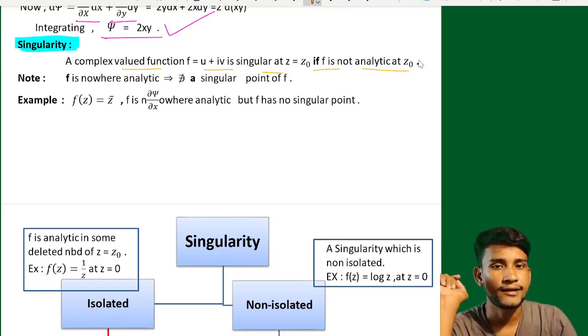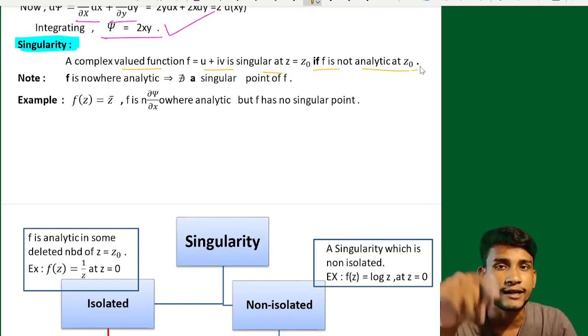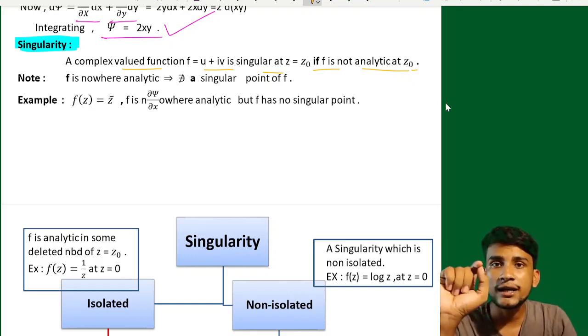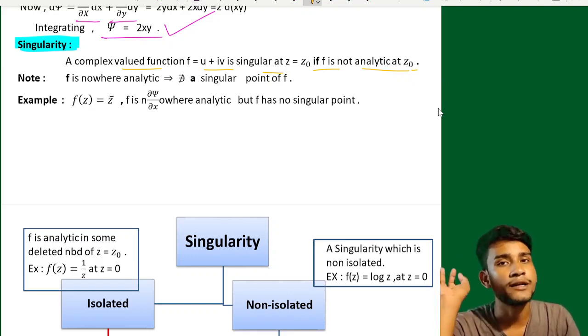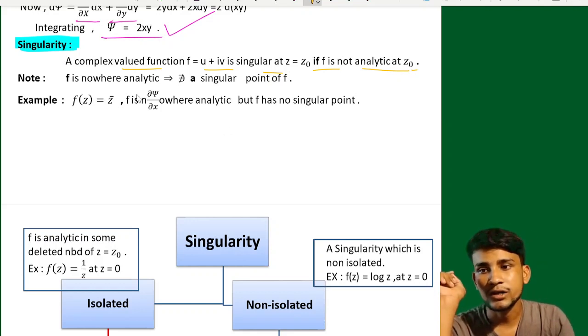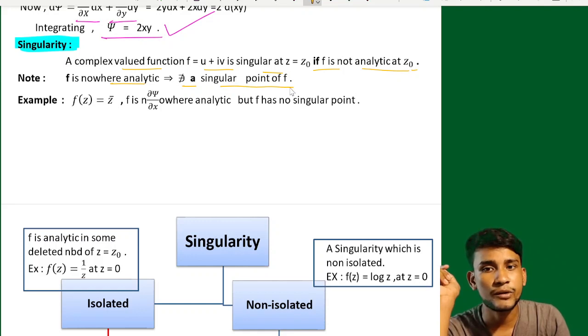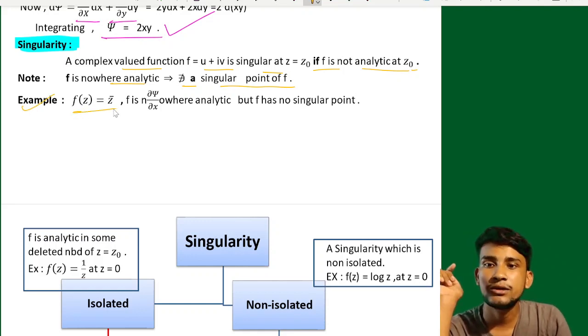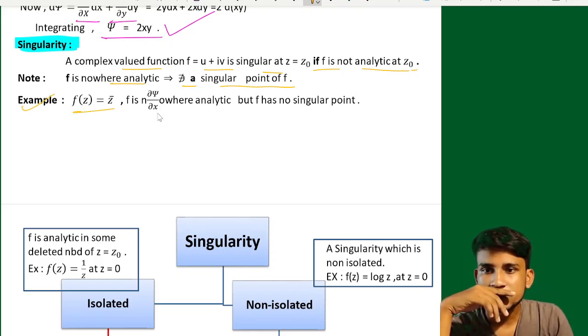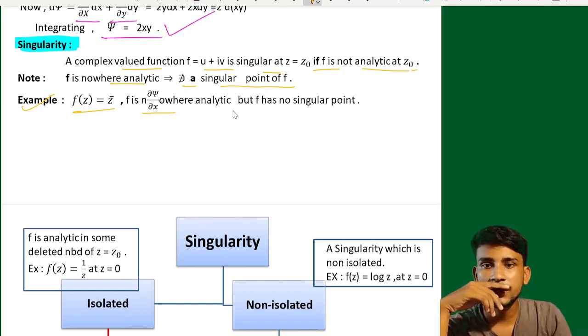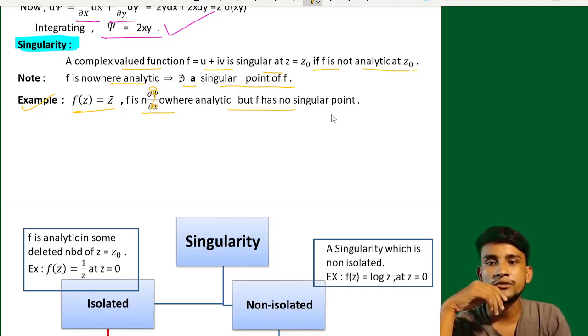But remember that f is not analytic at z0, but in any neighborhood of z0 there must be a point in which the function is analytic. Okay, if there is no analyticity, then there is no singularity. Remember this. So f is nowhere analytic does not imply there exists a singular point of f. For example, f(z) equal to z bar is nowhere analytic, but f has no singular point.